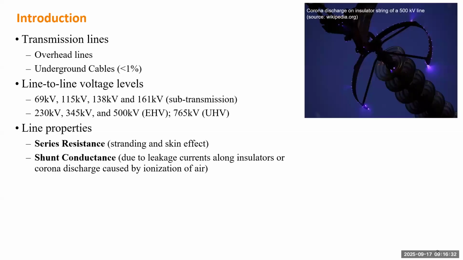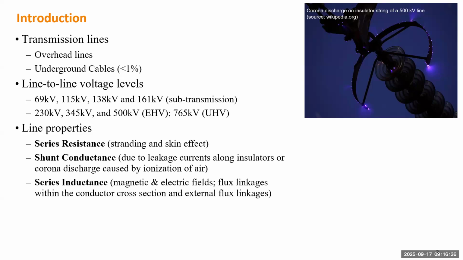So that is called the ionization of the air. That effect usually can be ignored. Basically, in the next session, when we go into the model of transmission line, usually we ignore shunt conductance. The third one is a series inductance.